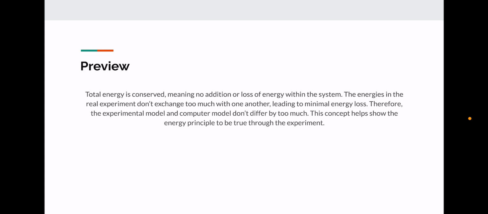Preview. Total energy is conserved, meaning no addition or loss of energy within the system. The energies in the real experiment don't exchange too much with one another, leading to minimal energy loss. Therefore, the experimental model and computer model don't differ by too much. This helps show the energy principle to be true through the experiment.